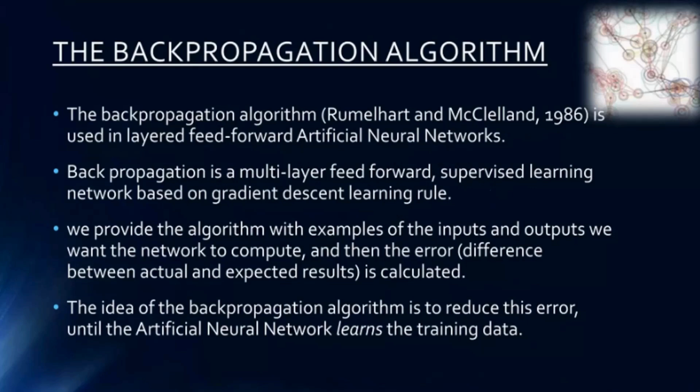Okay. We provide the algorithm with examples of the inputs and outputs we want the network to compute, and then the error, the difference between the actual and the expected results, is calculated by backpropagation. It is behind the scenes, right? We call it the behind the scenes of neural networks. The idea of the backpropagation algorithm is to reduce the errors until the artificial neural network learns from the training data.